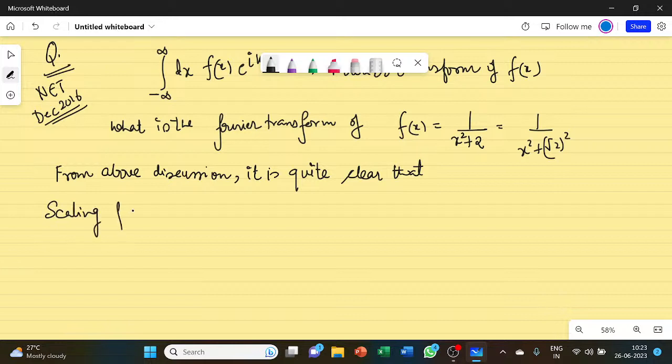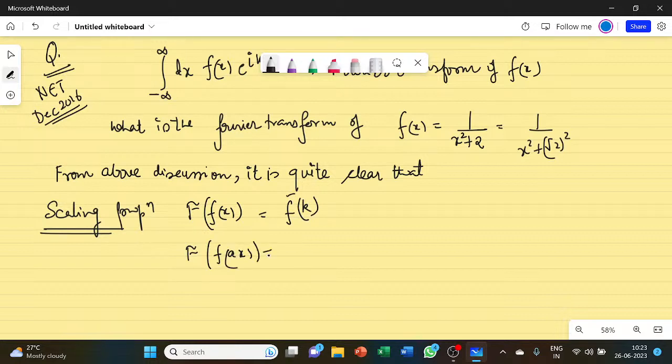Now what is the scaling property? For example, if the Fourier transform of your function f of x is simply f tilde k, then what would be the Fourier transform of f of ax? It will be simply equal to 1 upon a times f tilde k upon a. How come? Let me show you.